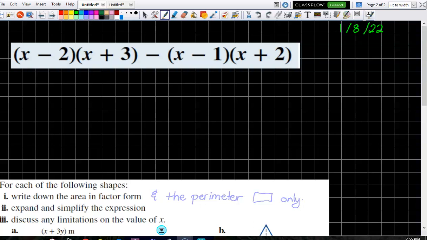All right, so here we go. We do it as per usual. No surprises here. X times x, x squared. X times 3, 3x, and then I'm taking the 2x. So plus 3x, take 2x. Negative times a positive. Negative.